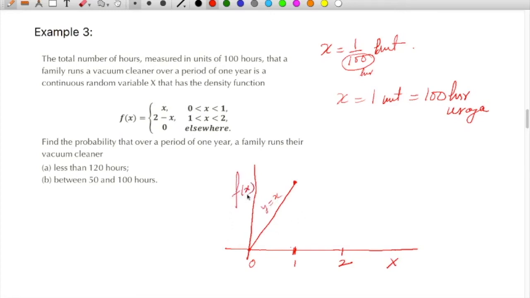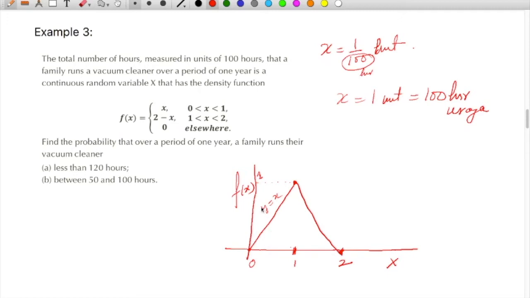This is fx. And from this point, when it is 1, you are reaching the point 1. Then for 2 minus x, definitely we get this particular point. So 2 minus 1 is 1, and 2 minus 2 is 0. So you are getting 1 here, and then you are getting 2 here.